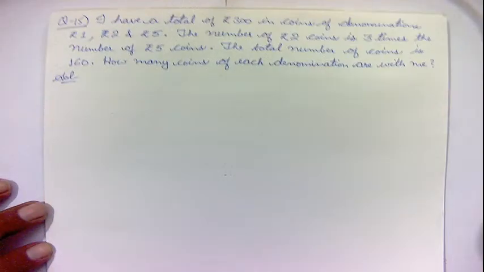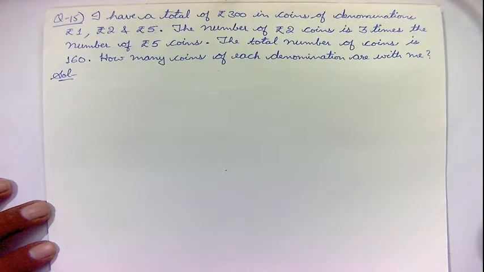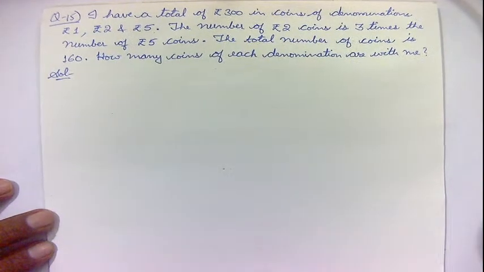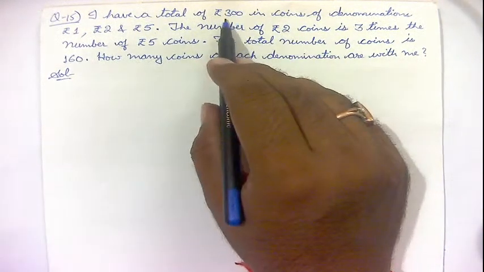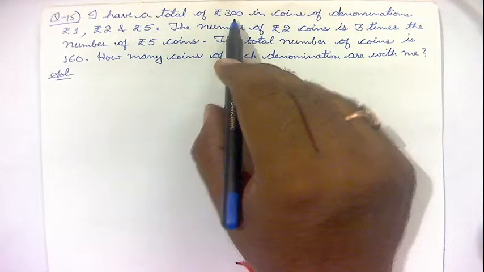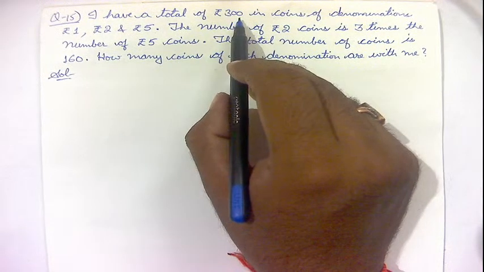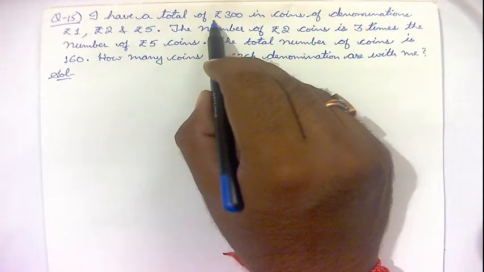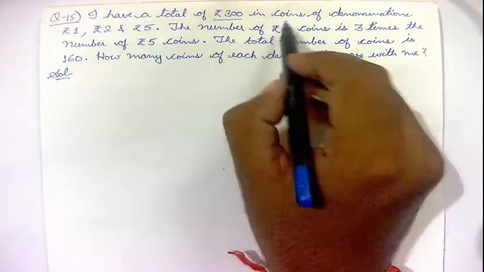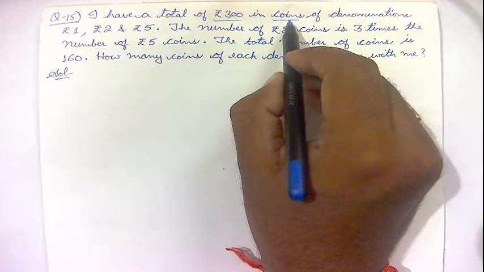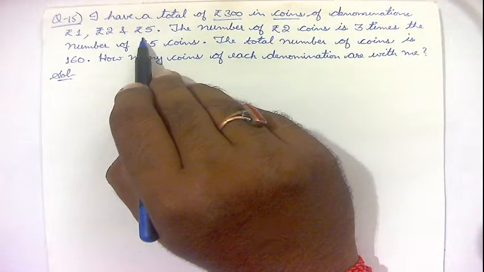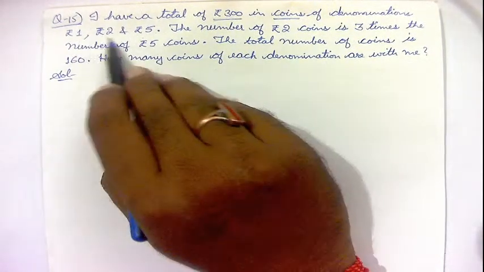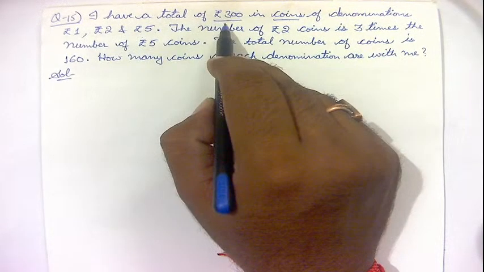Now let's move towards the next question. Question number 15. Now it says, I have a total of rupees 300 in coins. It is similar. Now in that question number 14, the total amount was 4 lakh and that was in notes. But now here the total amount is rupees 300 and this is in coins. And what type of coins? Rupee 1 coins, rupee 2 coins and rupee 5 coins. So these are the coins which are available and the total amount is 300.